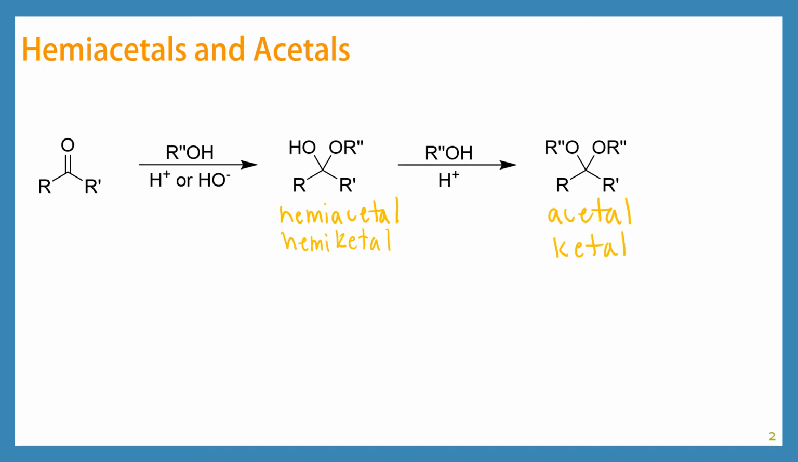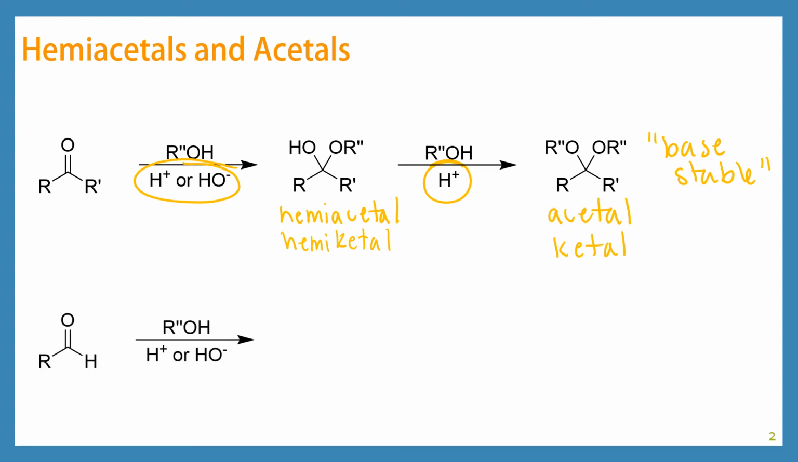Now I want you to notice that the first conditions say acid or base. The second set of conditions only says acid. So an acetal cannot be formed in base, which means it is what we call base stable. This simply means that an acetal cannot be broken down in base, because this reaction is actually completely reversible. When we look at the mechanism, we'll go into that in more detail, but it cannot be broken down in base.